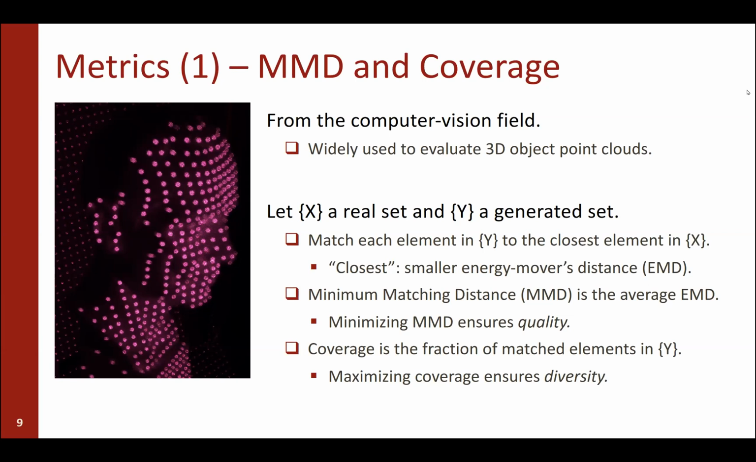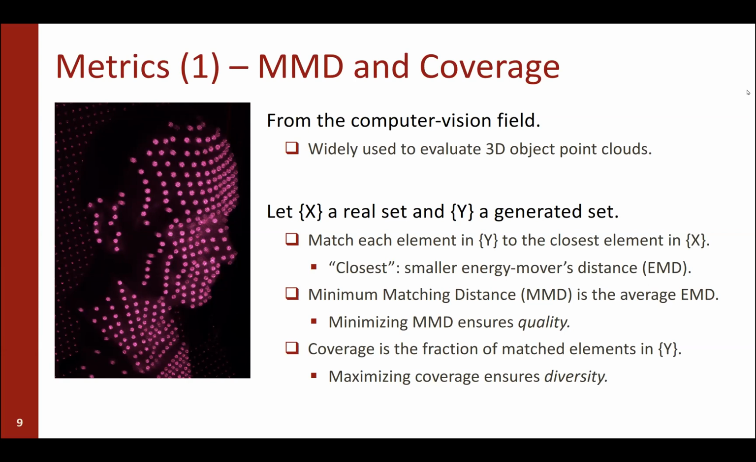Okay, so just so that we keep that in mind. The technical definition here, the minimum matching distance of two data sets. Let's say X is real, Y is generated. You do a matching. You match each element in Y to the closest element in X, and closest means the smallest energy mover's distance, and then you average over that. If that's small, that means that the generated set more or less describes well the real set. So if you minimize the MMD, you're ensuring the quality.